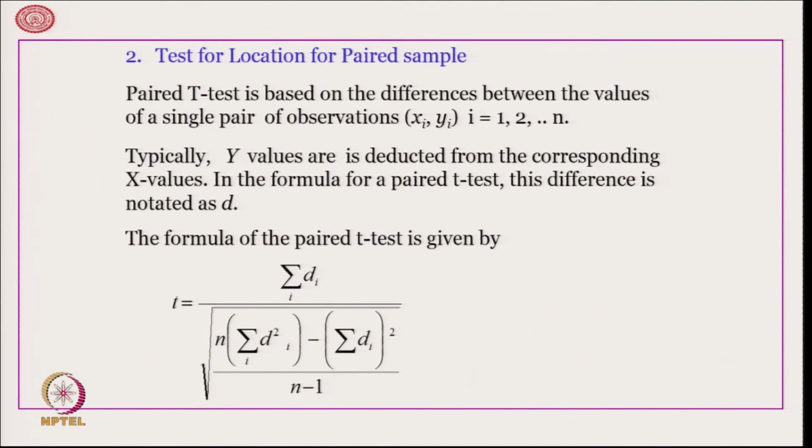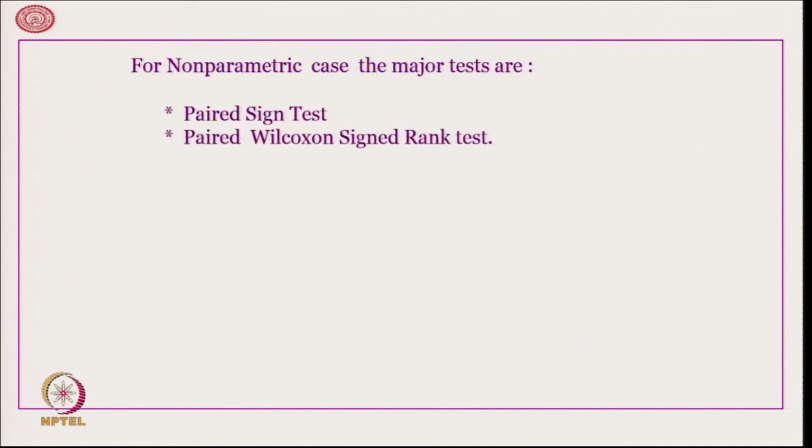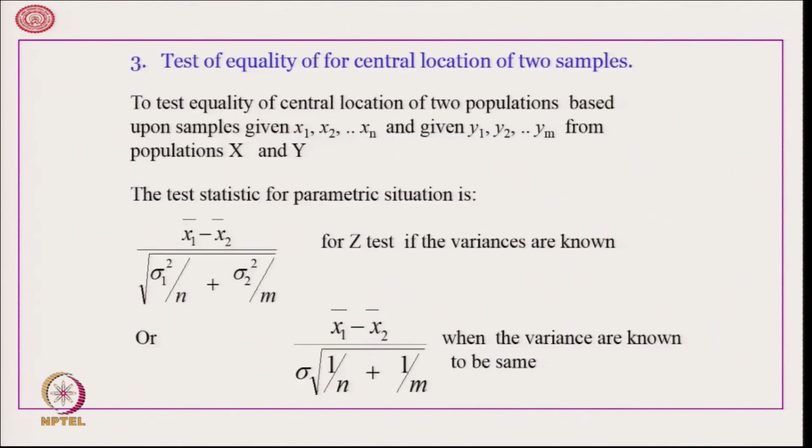Therefore, the corresponding t statistic, again with n minus 1 degrees of freedom, comes out to be as given below: sigma d I divided by the square root of n times sigma d I square minus sigma d I whole square divided by n minus 1. For the non-parametric case, the major tests are the paired sign test and the paired Wilcoxon signed rank test. Another type of problem is equality of central location of two samples.